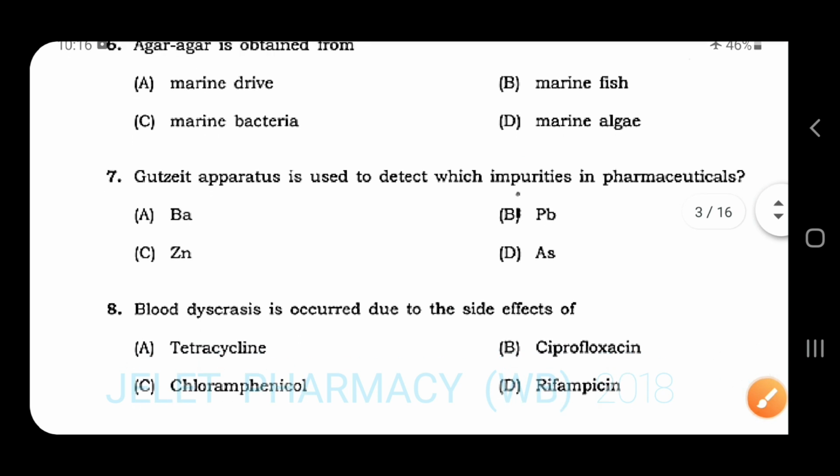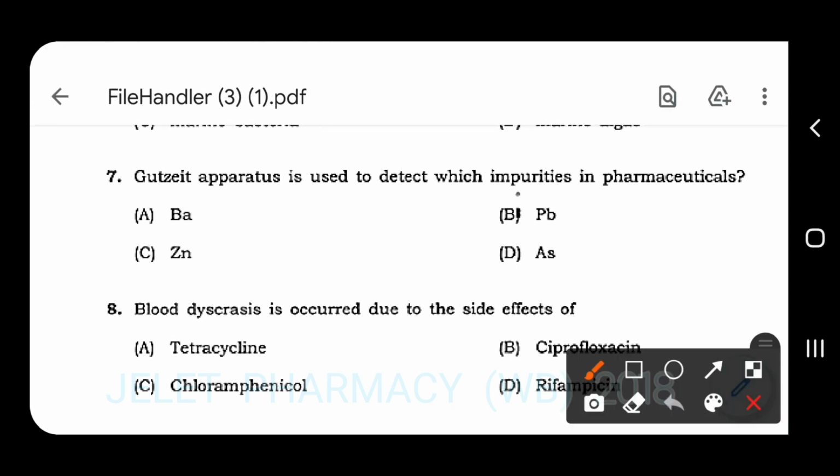Next, question number 7. Gutzeit apparatus is used to detect which impurities in pharmaceuticals? The options are barium, lead, zinc, arsenic. The correct answer is arsenic. That is option D.